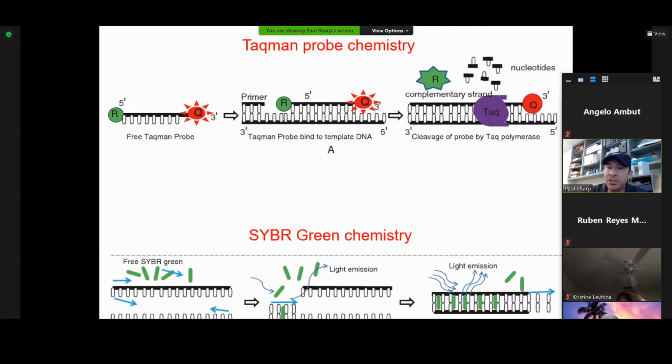Okay, so based on this information, why do you think TaqMan probes would be preferable versus SYBR Green? Who can write that down in chat? Why would TaqMan probes be preferable to SYBR Green, even though it costs a lot less to do qPCR with SYBR Green?